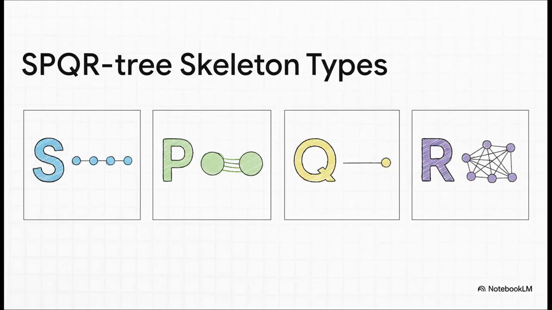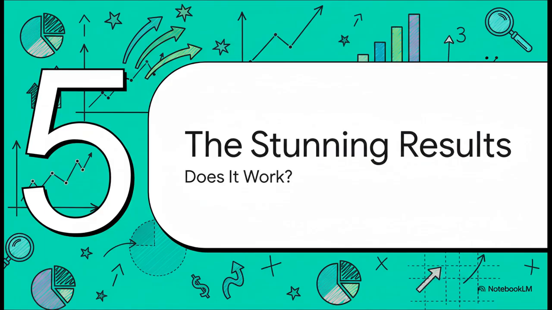And the way it works is by sorting all the little pieces into 4 main types. You've got your S for simple series chains, P for parallel connections, Q for a trivial single link, and R for the rigid, more complex bits that are left over. By sorting the puzzle pieces like this, the algorithm knows exactly which tool to use for each specific part of the job.